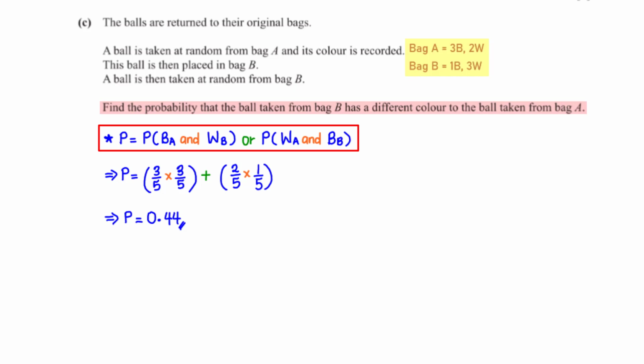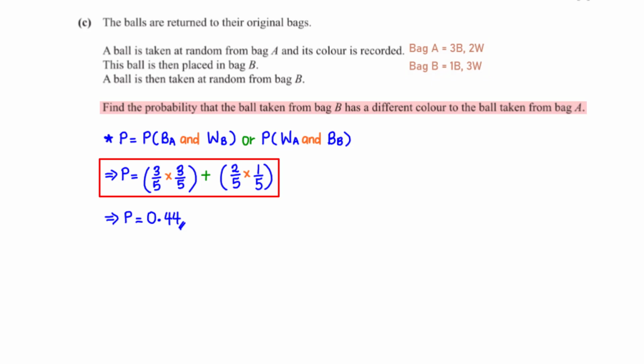and 3 white balls. The probability of picking a black ball from bag A is equal to the number of black balls in bag A, which is 3, divided by the total number of balls, which is 5. This ball is placed in bag B. So the probability of picking a white ball from bag B is equal to the number of white balls in the bag, which is 3, divided by the total number of balls, which is now 5.